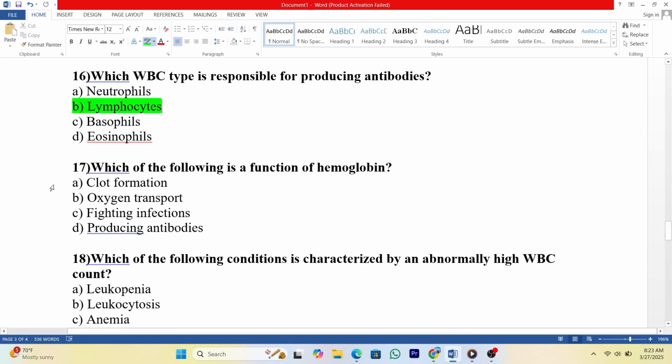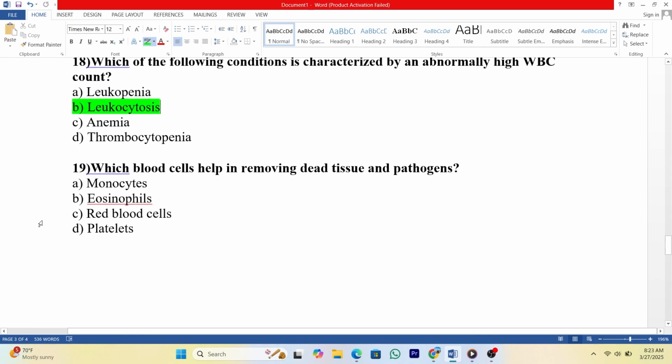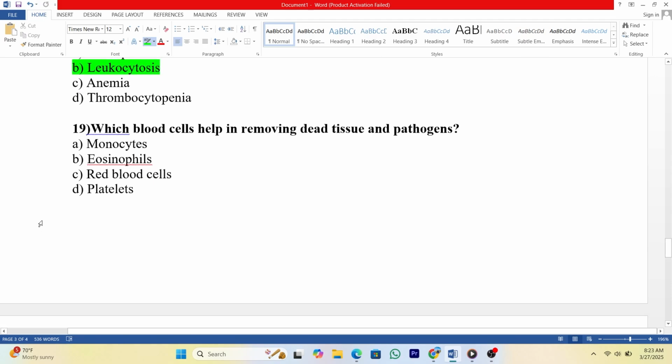17. Which of the following is a function of hemoglobin? A. Clot formation. B. Oxygen transport. C. Fighting infections. D. Producing antibodies. 18. Which of the following conditions is characterized by an abnormally high WBC count? A. Leukopenia. B. Leukocytosis. C. Anemia. D. Thrombocytopenia. 19. Which blood cells help in removing dead tissue and pathogens? A. Monocytes. B. Eosinophils. C. Red blood cells. D. Platelets.